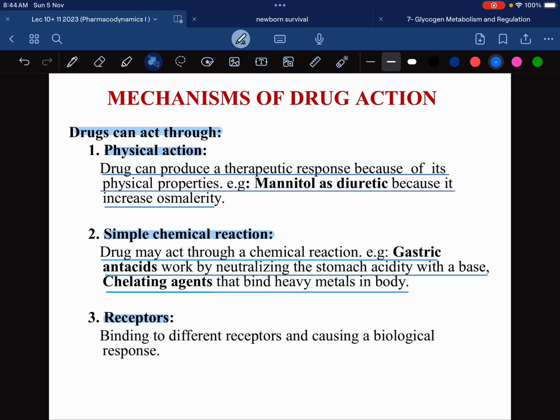These are what we call secondary processes, how the drug will produce its action, but mainly the drugs use a receptor for their activity. So why do you have a different receptor and causes a biological response? The drug will enter the body, then after absorption it will distribute. When it distributes, it will attach to a certain binding site in a certain receptor to produce a certain biological activity following the interaction between the drug and the receptor.